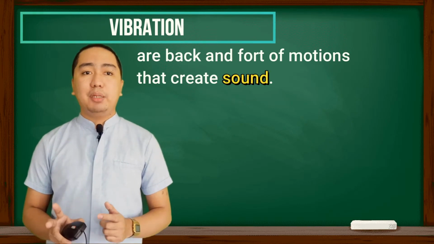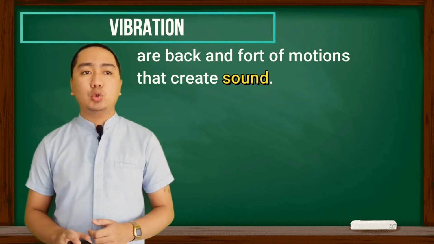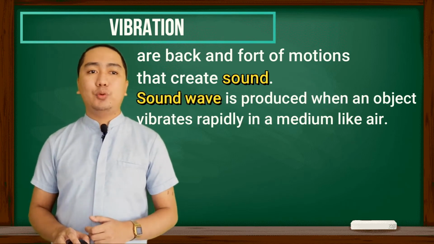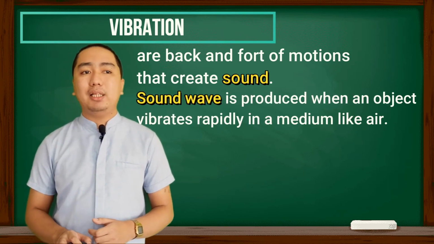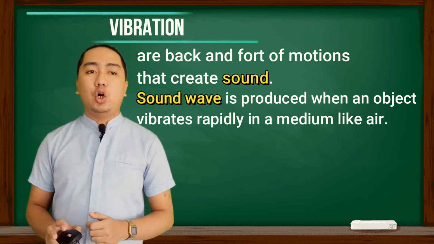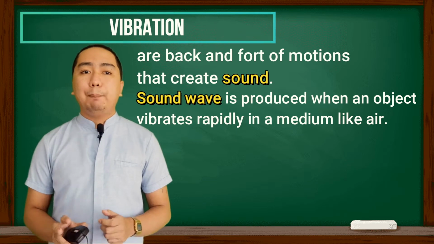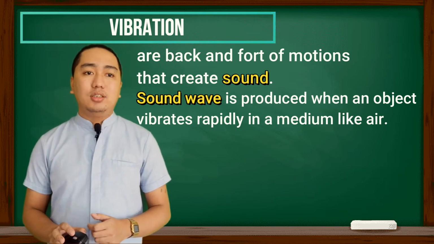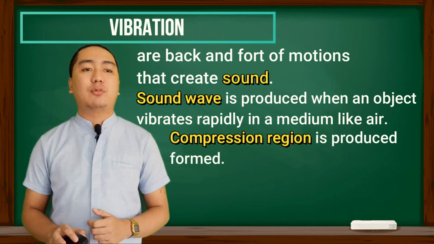The vibrations in your throat are produced by your vocal cords. When you talk, your vocal cords vibrate, and vibrations are back and forth motions that create sound. A sound wave is produced when an object vibrates rapidly in a medium like air. As a vibrating object moves forward, it pushes the air around it and compresses it. Thus, a compression region is formed.